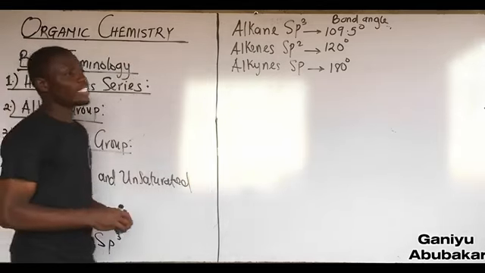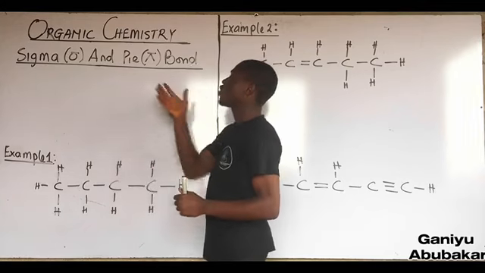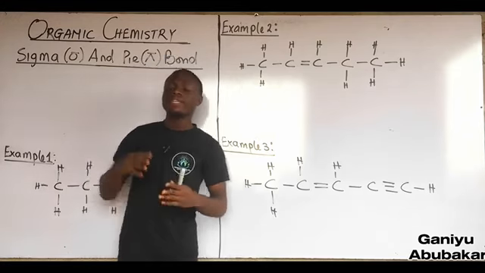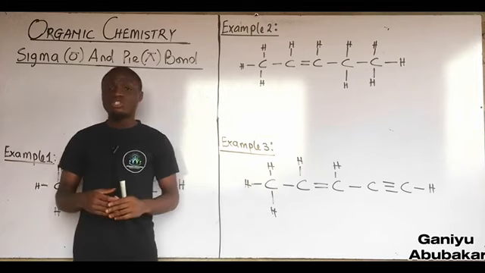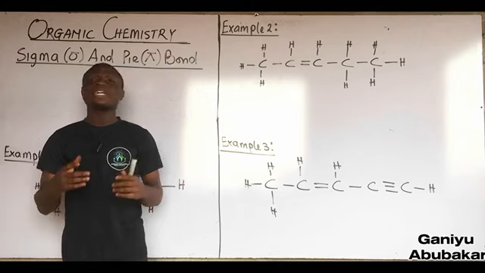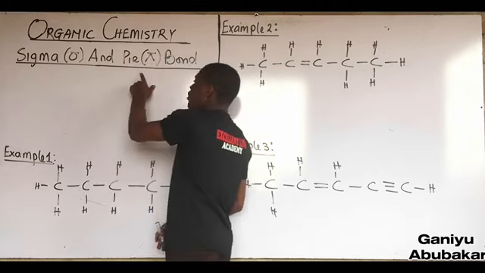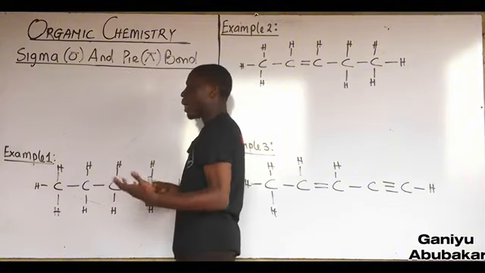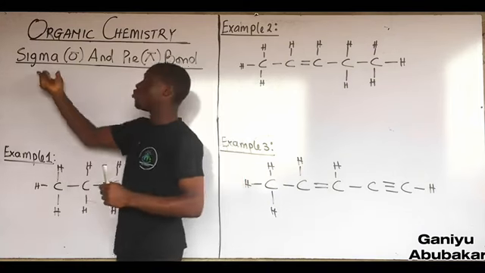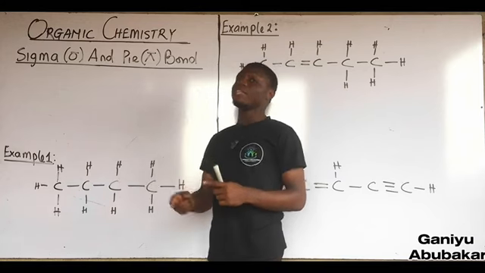So let's discuss one last thing, called sigma and pi bonds. What are sigma bonds? What are pi bonds? A sigma bond is the strongest type of chemical bond, and it can be found in a single bond. So it should be noted that sigma bonds are stronger while pi bonds are weaker. Also note that sigma bonds are formed in a single bond, while pi bonds occur in double bonds and triple bonds.